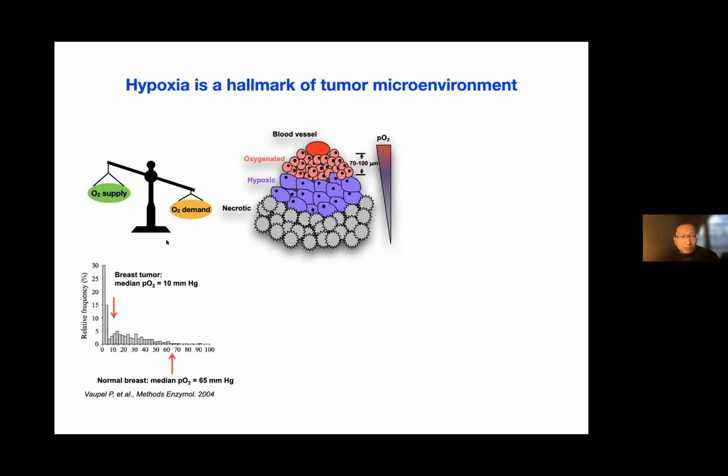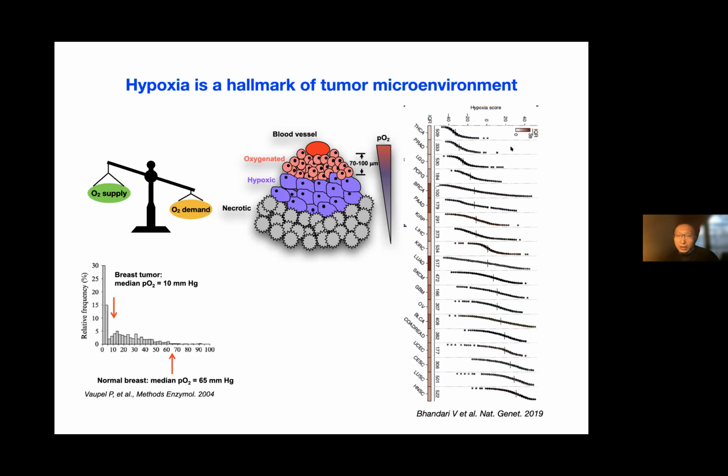Let me give you an example. In the breast tumor, the median oxygen level is about 10 millimeters of mercury, which is significantly lower than that in the normal breast tissue, which is 65 millimeters of mercury. This is not unique to the breast tumor. As I said, hypoxia is observed in all solid tumors. As a result, the hypoxia-inducible factor, also known as HIF, is highly activated. And HIF is a master regulator that controls the adaptive response to hypoxia.